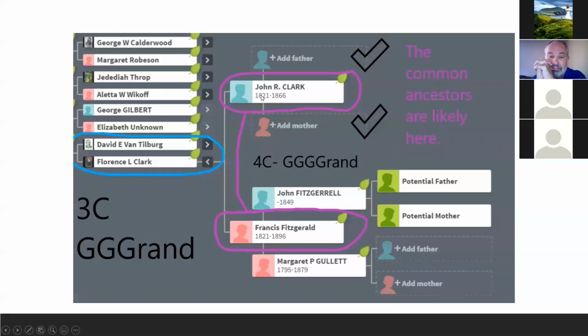Have you seen John Clark before? That was on my dad's tree, right? Florence Clark and John Clark. And then there was another Clark that was on his match's tree. So maybe there are children of John Clark, other daughters. Maybe there's another couple further back that had a daughter who matches the other match. So this is going to be my first lead, and likely the ancestral couple is going to be right in this range. My dad's fourth great-grandparents.